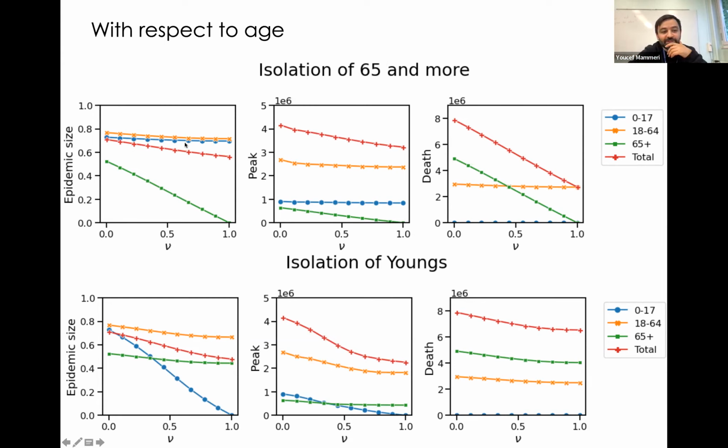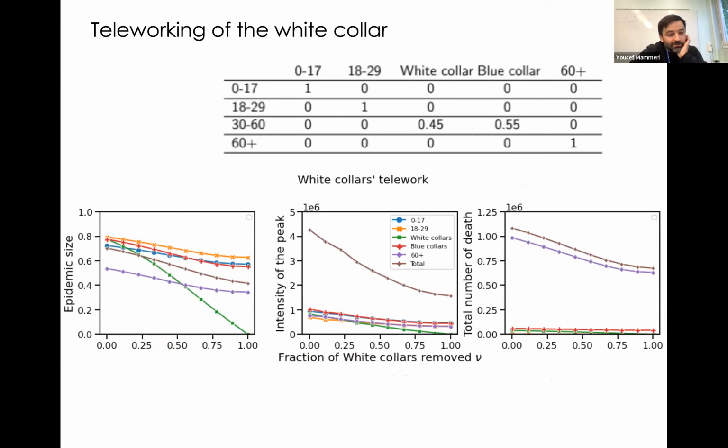What does it mean? These are the different categories here. When you isolate the oldest, you reduce the number of infected, but you don't reduce the epidemic a lot. If you isolate the youngest, you don't reduce the deaths a lot because the deaths were mainly among older people, but you reduce the epidemic. So both are interesting. But this is not really what we wanted to do.